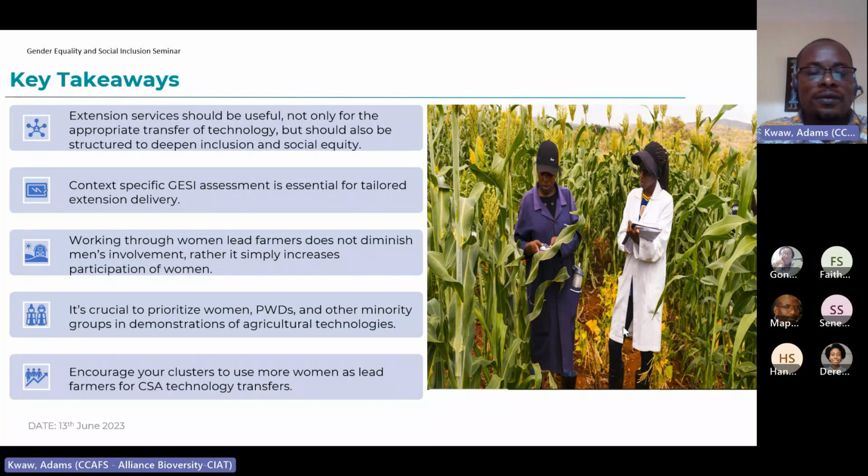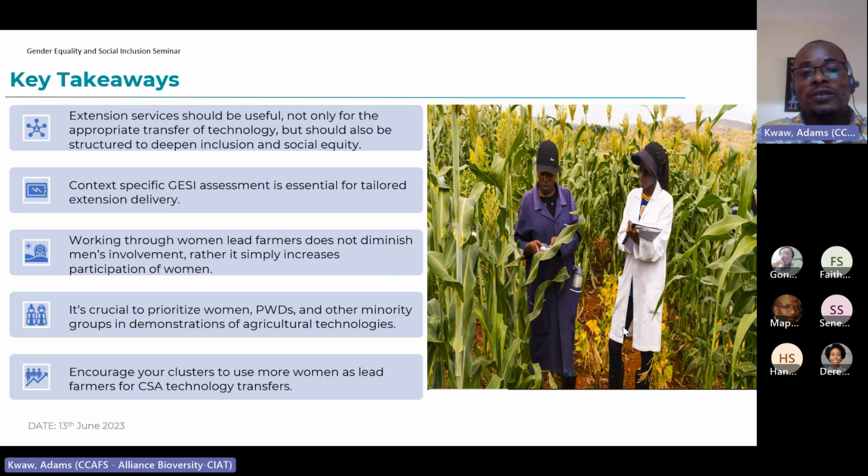And then also, we want to emphasize that if you are promoting exchange deliveries and introducing technology at the community level, it is key to do context-specific assessment to know those who might be at risk of exclusion, and even how you have to tailor it so that you can get effective participation of women and other minority groups. And as I earlier indicated, working through women lead farmers does not necessarily diminish men's involvement. It rather increases participation of both sexes.